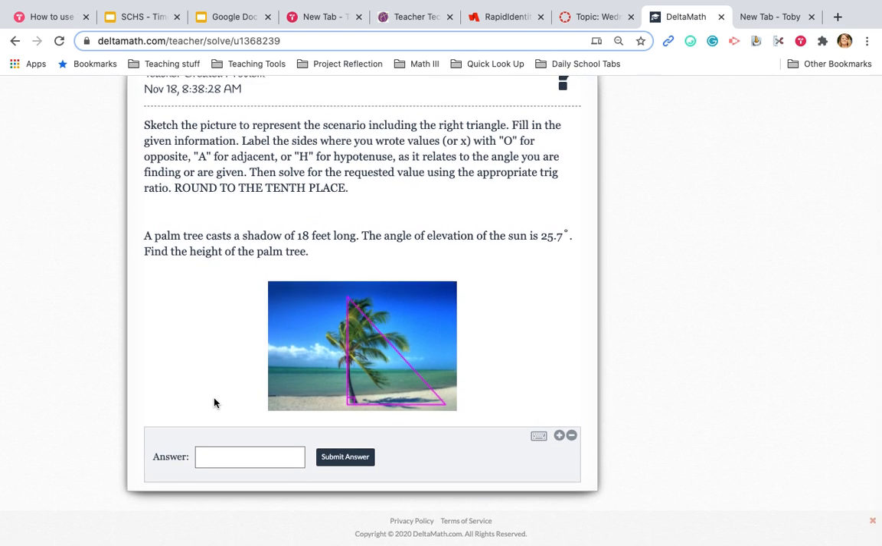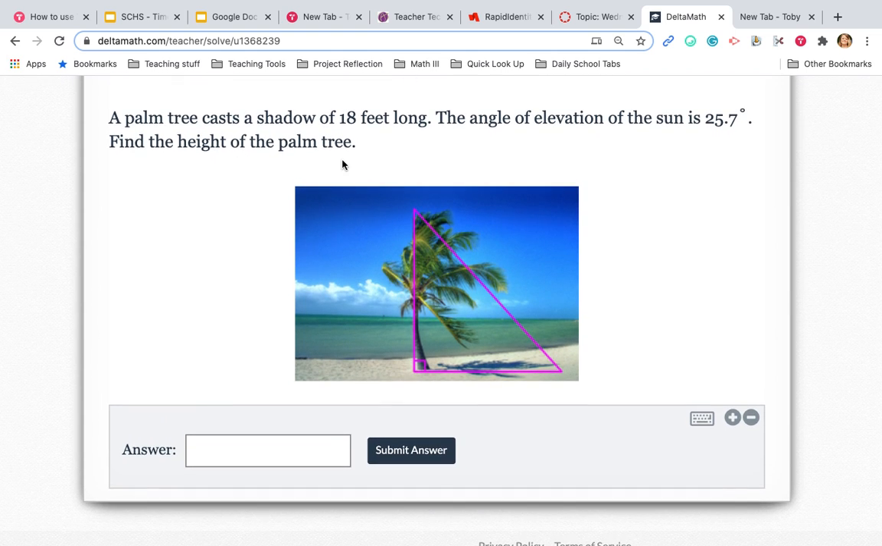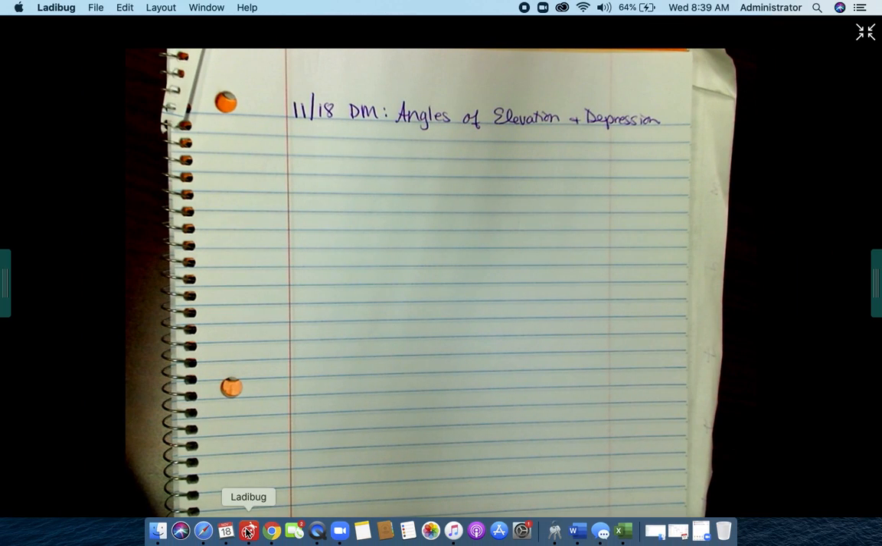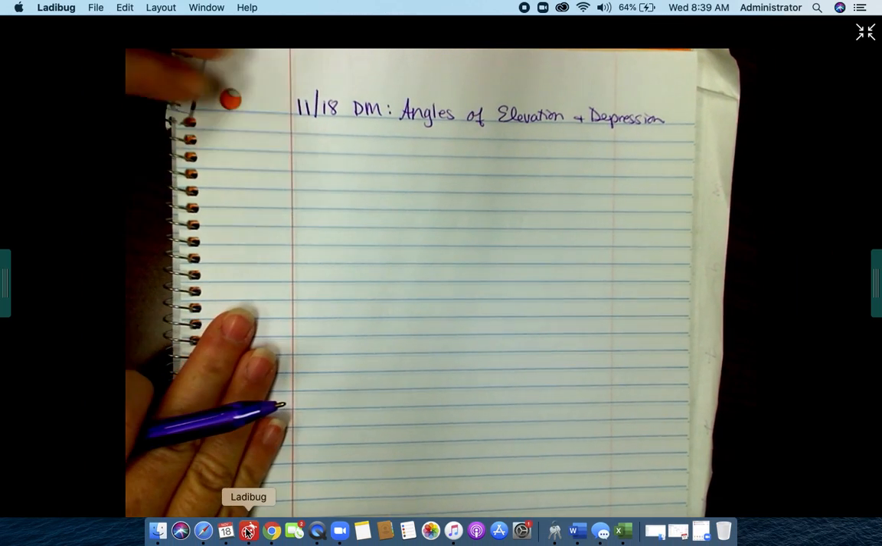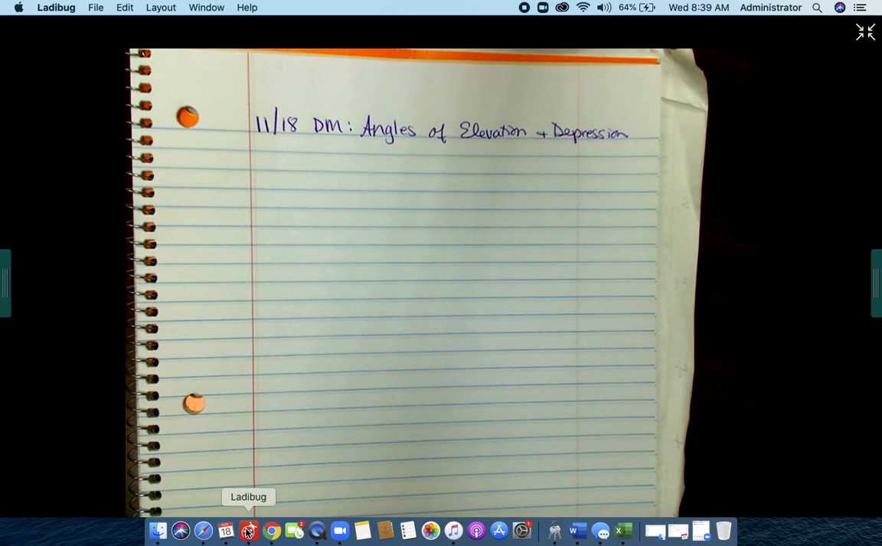So we're given this picture here, and notice I have embedded a right triangle on top of it. It says a palm tree casts a shadow of 18 feet long. The angle of elevation of the sun is 25.7. Find the height of the palm tree. So I want you right now in your notebooks, let me go ahead and open mine up and show you what I did, to always label your notes. One thing I'm finding is that some of you are turning things in and then you have a notebook full of work, but it's not labeled, and that's not going to be helpful when you are trying to study and you don't even know what you're looking at. So make sure you're labeling.